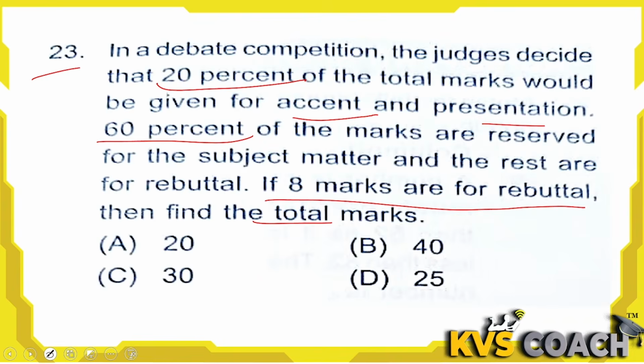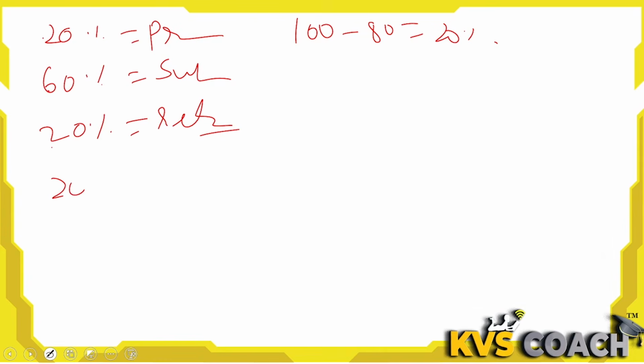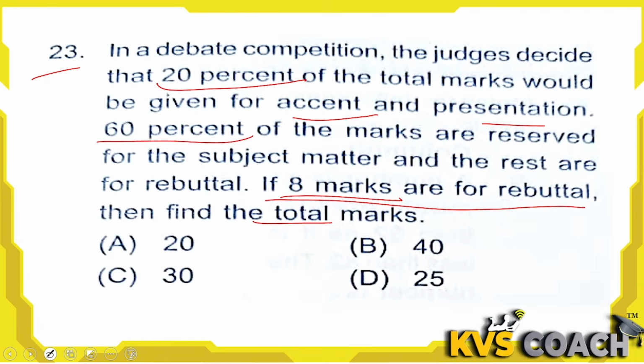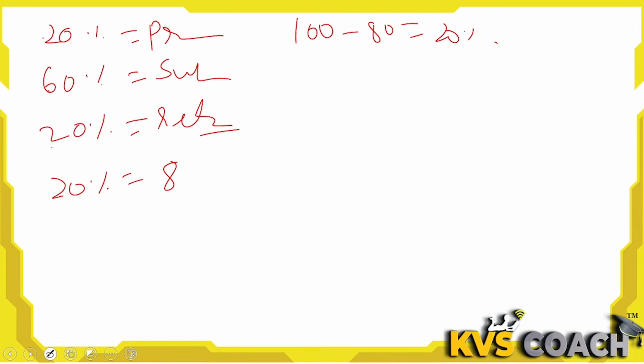And they are saying the marks of rebuttal is 8. It means 20% marks is 8. You can see now, 20% plus 60% is 80%, and the rest is 20%, and 20% is equal to 8 marks. So we have to add presentation marks, subject matter marks, and rebuttal marks. Then we will get the total marks.